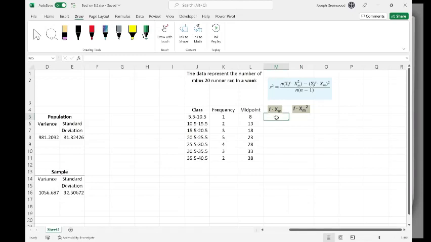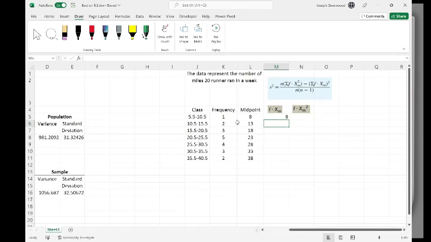So here's what's really neat. I can hit my equal sign, and I want to take my frequency. See how it's K5? That's the cell it's in, K5. And then I'm going to hit my little asterisk symbol. That's the multiplication symbol in Excel. It's Shift 8. And then I want to multiply that by my x sub m, my value of 8, that is in L5. And I'm going to hit Enter. Well, 1 times 8 is 8.